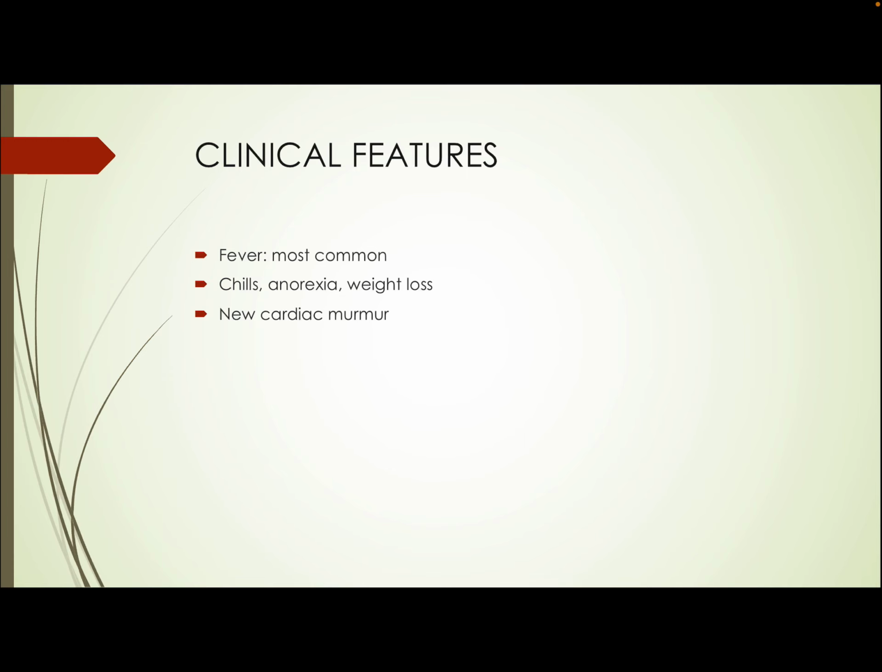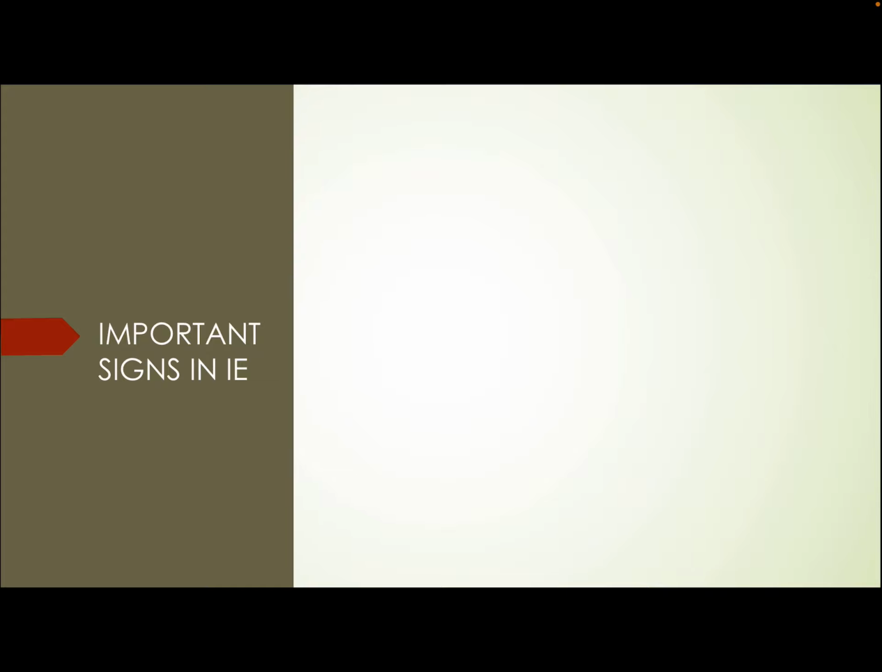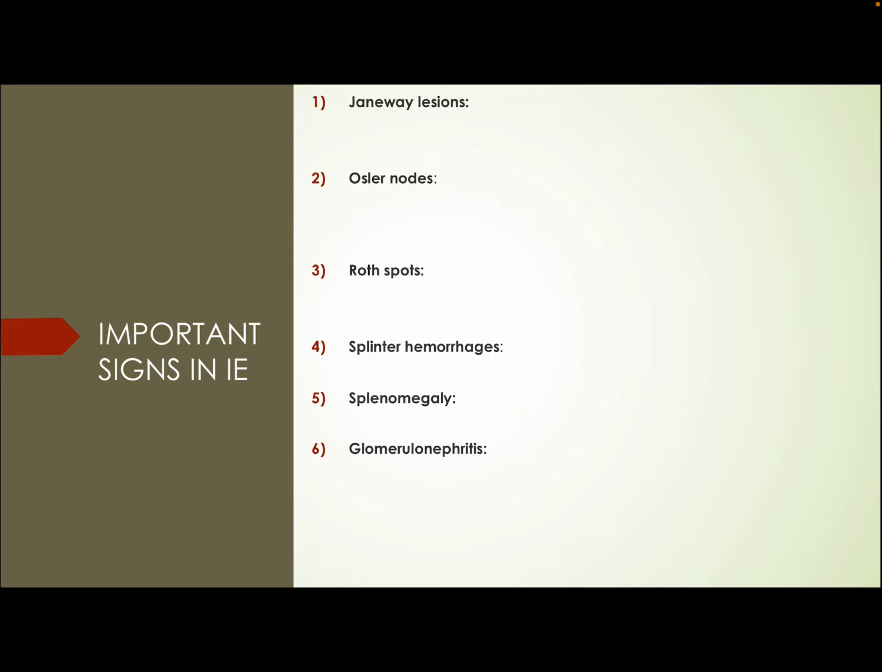So coming to clinical features, they can be quite non-specific, or they can present with fever, that's the most common. The patient can have chills, anorexia, weight loss, and this is important. The presence of a new cardiac murmur is an important finding in IE. Certain important signs that we see in infective endocarditis, this is quite important. There are Janeway lesions, Osler nodes, Roth spots, splinter hemorrhages, splenomegaly, glomerulonephritis, septic emboli to organs. So I'll just talk a few words about each.